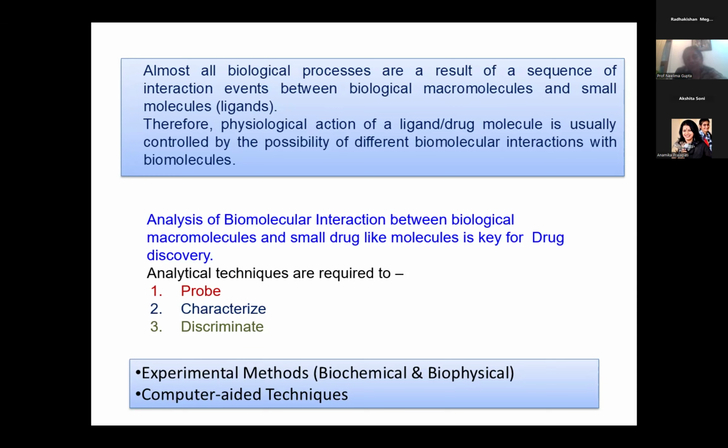And to identify the biomolecular interactions, again, two types of methodologies may be applied. The first is the experimental method, which may involve the biochemical as well as biophysical methods. And the second type is the computer-aided techniques.